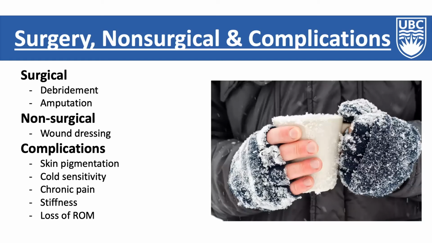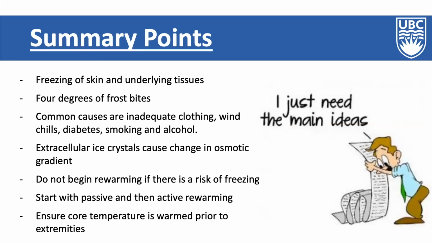Lastly, we'll focus on surgical and non-surgical options and then also complications that can happen. In regards to surgical options, there's 1, debridement possible, and 2, possible amputation, which is indicated for early uncontrolled infection or even after 1 to 3 months once the injury has fully demarcated. Non-surgical options are primarily wound dressings. In regards to complications, these can include altered skin pigmentation, cold sensitivity, chronic pain, stiffness, and loss of range of motion or even function.